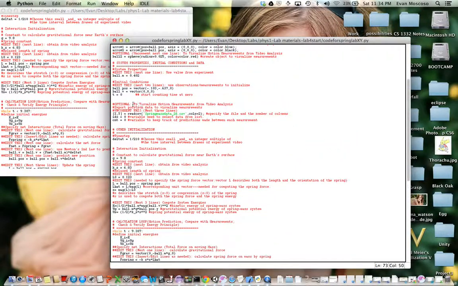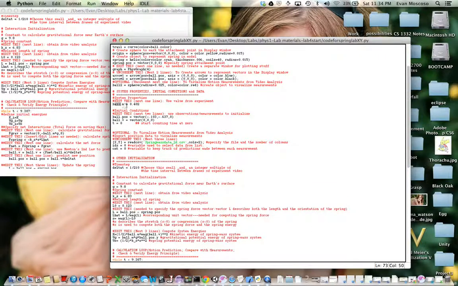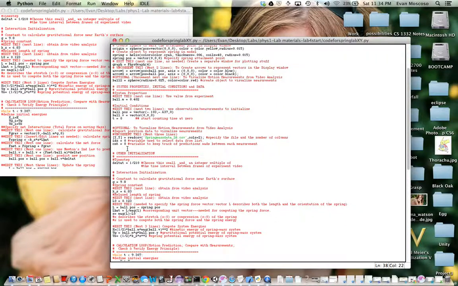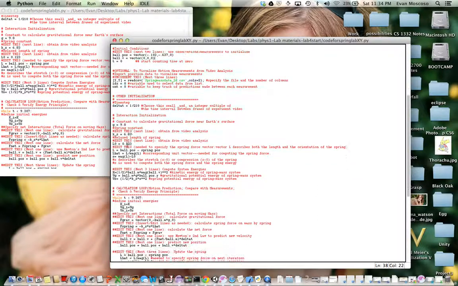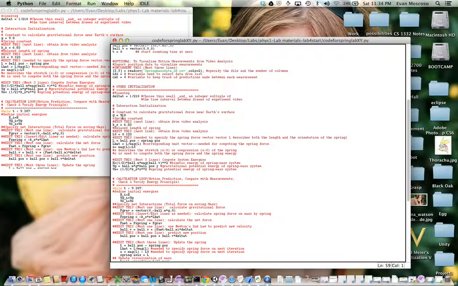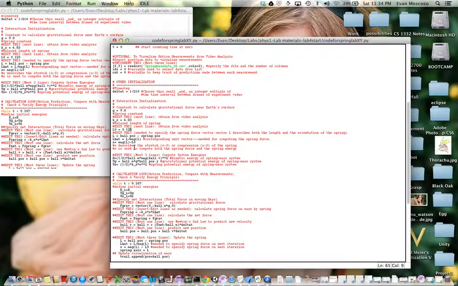Here's the Python code. I set the ball's mass to equal what was given, and we have the ball's initial position vector, which is the initial x and y coordinate of what was taken in Tracker. We have the gravitational constant, which is equal to 9.8. We have the spring constant, which was given to us in the video, and we have the stretch of the spring at equilibrium, which is also given in the video, equal to 0.123.